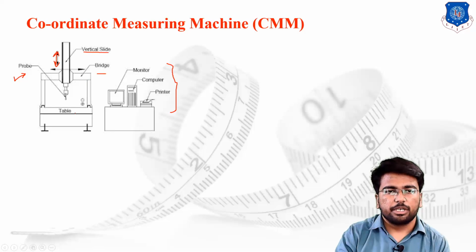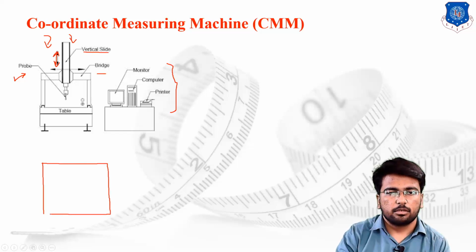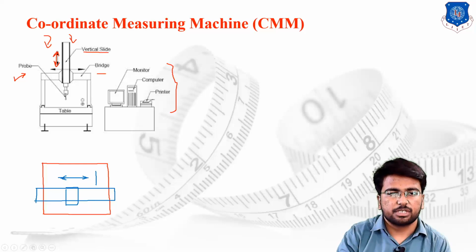If we check the top view, we can see it like this. This is the table over which the bridge has been provided like this. This is the structure of the bridge. The bridge can be moved in this direction, and this is the hanger of the probe, on which the probe has been hung. So the hanger of the probe will move in this direction, as well as the whole bridge structure will move in this direction.